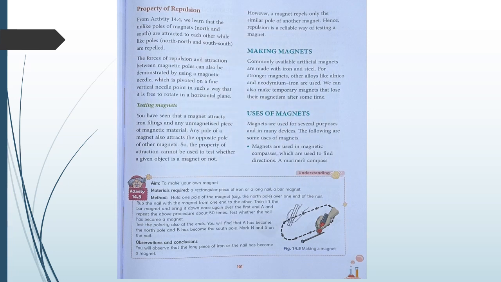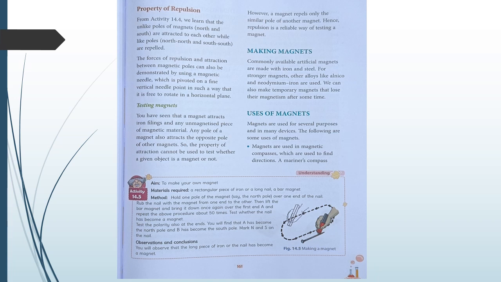So next is making magnets. Magnets can also be made with iron or steel. They will be called artificial magnets. We can also make temporary magnets, but they will lose the magnetism after some time. For that, there is an activity mentioned in your textbook, activity 14.5, which you can refer to at the bottom of this page.